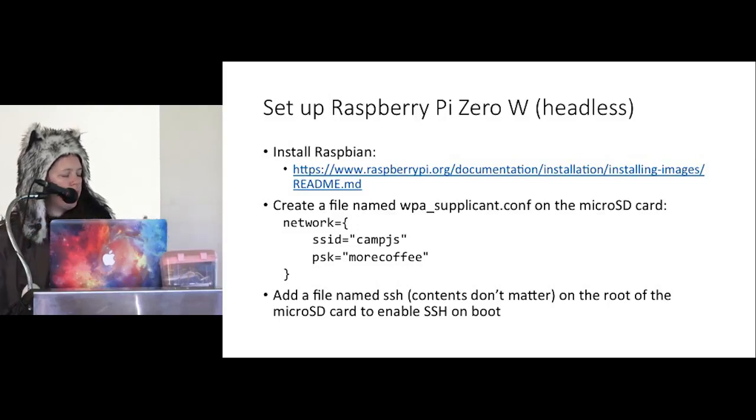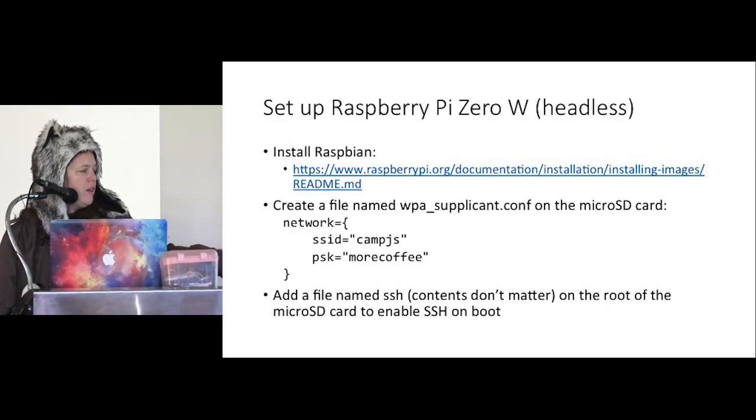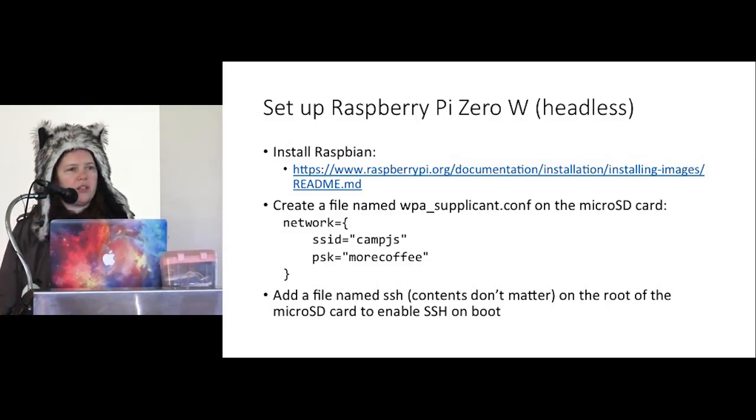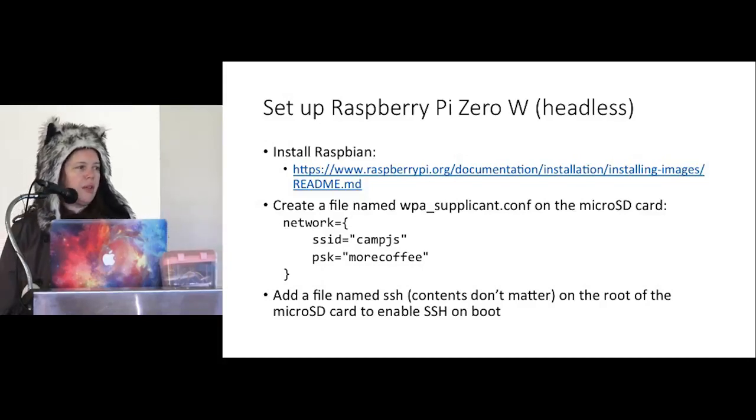And then if you want to enable SSH access so that you can just SSH into your Raspberry Pi, simply add a file called SSH, so just use touch or something, it doesn't need any contents. Put it on that boot partition of your micro SD card, and then once you put that card into your Raspberry Pi and boot it up, it will be on the network and you can connect to it.